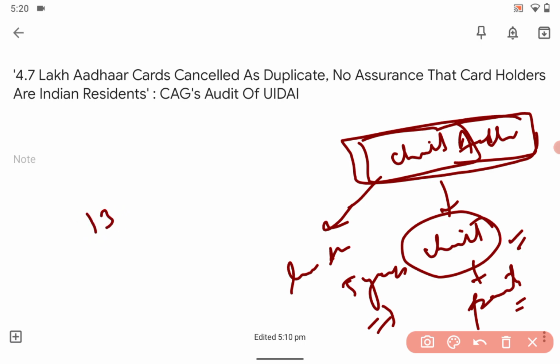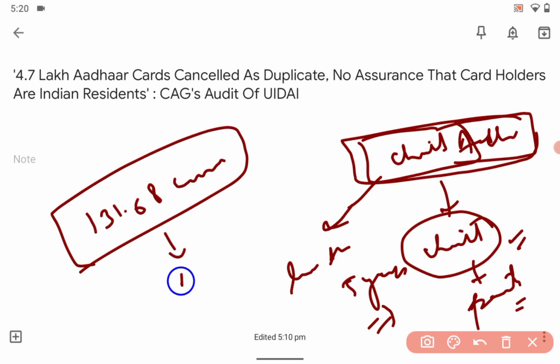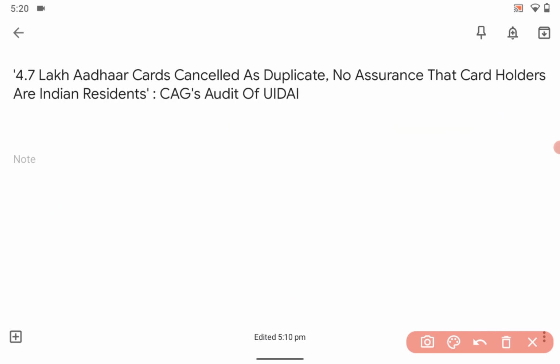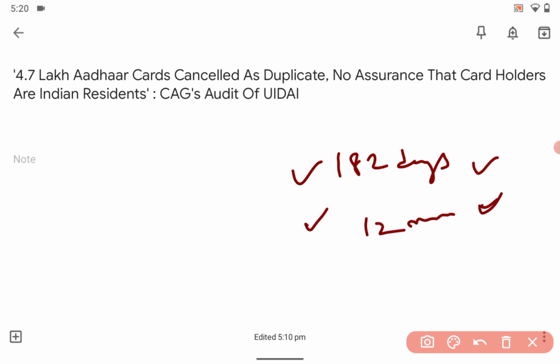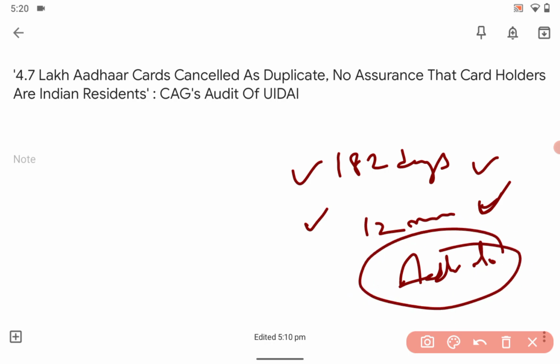Till now, 131.61 crore Aadhaar numbers have been released by the UIDAI. And those persons who have lived in India either for 182 days, the first condition, or for more than 12 months, are eligible for getting the Aadhaar number. That was by the older UIDAI version. I don't know, there may be a change in that.